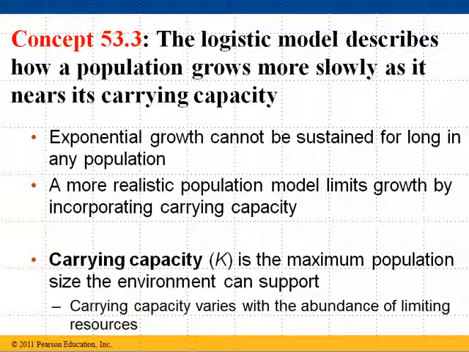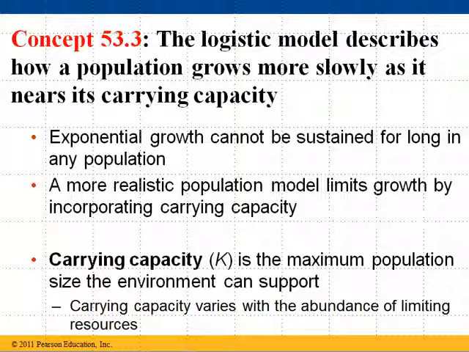of living creatures. While we said that exponential growth was basically in a place where there were no limitations, no limiting factors, unlimited food, or no predators, something like that, and it was growth that grew along with the population. In other words, it got faster and larger and faster and larger. That cannot be sustained for long in any normal population. A more realistic model limits growth by incorporating this idea of carrying capacity.